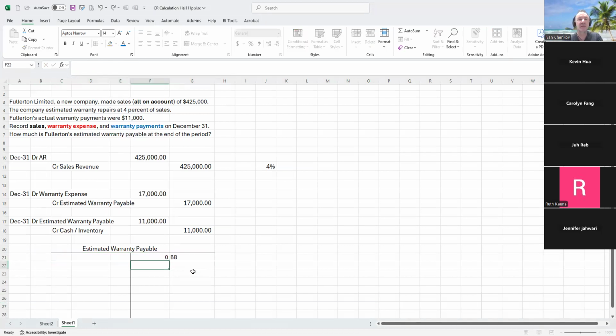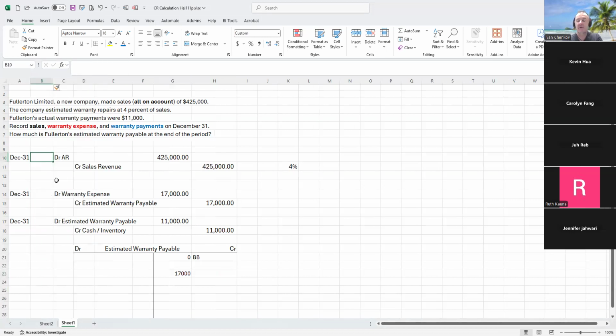Since this is the first year, we're assuming this is the first time that they're operating. We're assuming the beginning balance is zero. Then we have the warranty expense, which gives rise to the credit side of this account. The warranty expense triggered the estimated warranty liability of 17,000. Let's label the transactions A, B, and C. So that will be transaction A here.